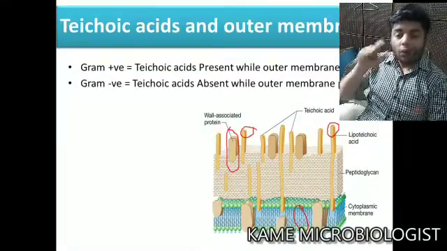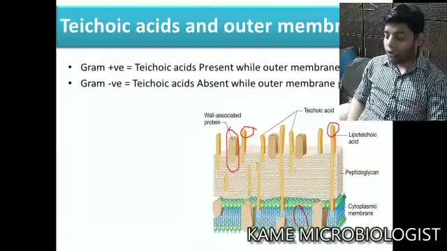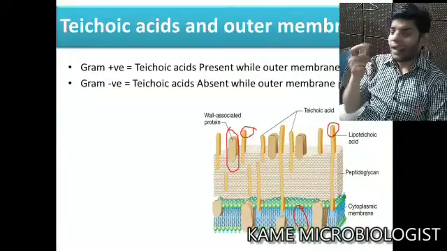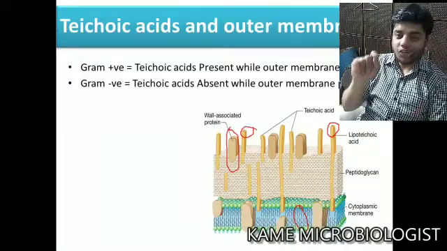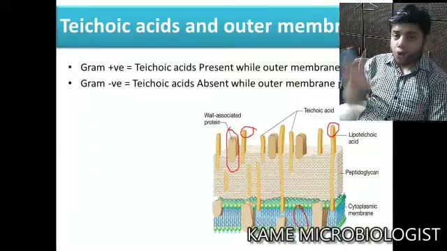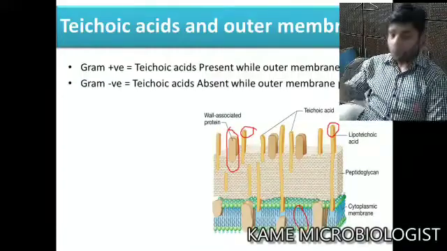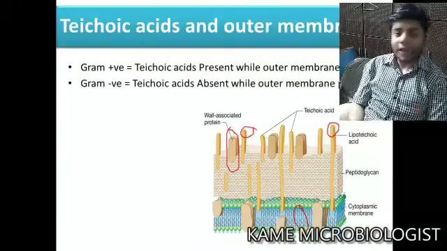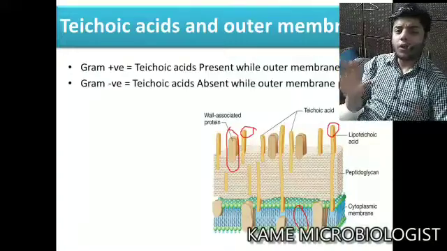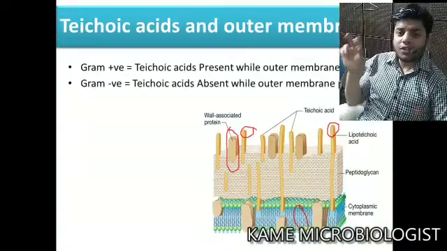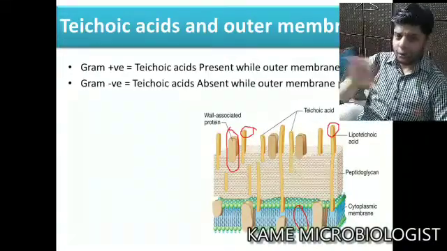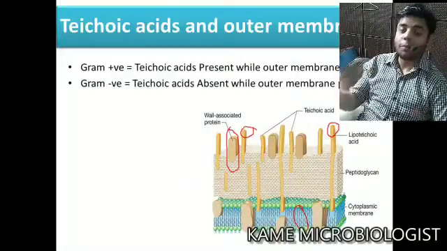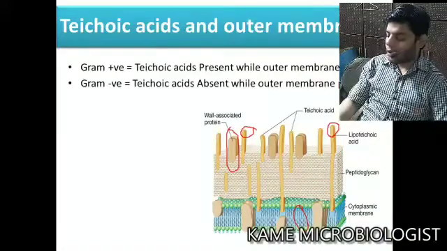Now why? Because inside the cell wall, not only the teichoic acid is present, there are also some electrolytes, like calcium and potassium. Due to the attraction of calcium and potassium, which are present near this teichoic acid, the cell wall flexibility is maintained. So this is all about the teichoic acid function.